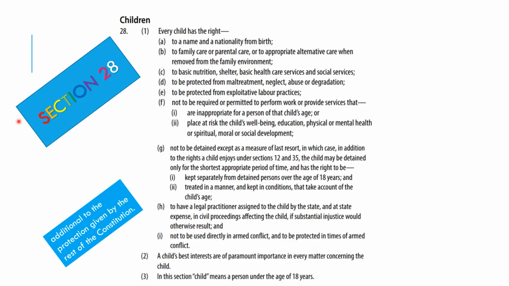Now, Section 28 gives additional protection to the rest of the Constitution. So it means that children have all the rights in the Constitution. They are applicable to them in every aspect except for rights, for example, the right to vote or the right to stand for public office, which is obviously restricted to an adult. But other than that, every child enjoys the same protection through the Bill of Rights as does any adult.